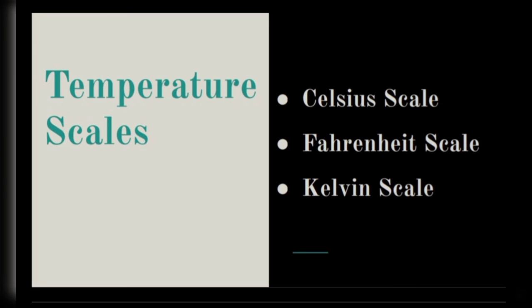A temperature scale is defined by two fixed points. The difference between the two temperatures is broken down into a certain number of divisions.